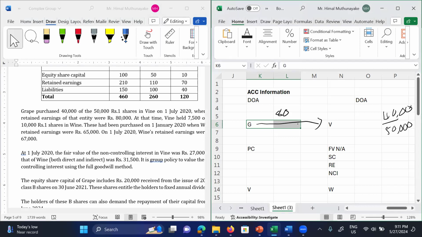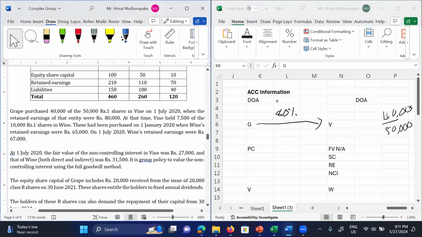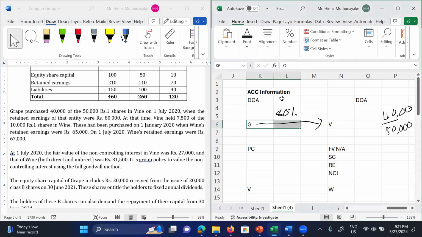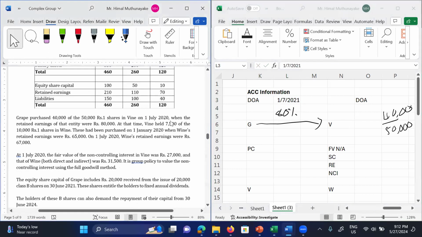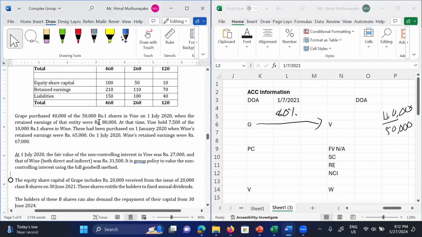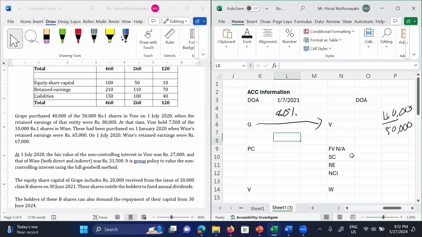In Vine on 1st July 2020, the acquisition date is 1st July, right? Right, 1st July. When the retained earnings of that entity were rupees 80,000. Retained earnings here 80,000, right? At that time, Vine held 7,500 of 10,000 rupee one shares in Wine, right?